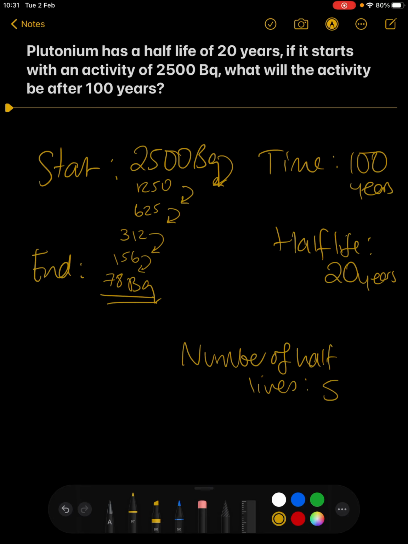And that's it. So do you see, I lay it out. To get from start to end, you have to halve it. The number of times you halve it should be the same as the number of half-lives. Right, go away, have a go at some questions.